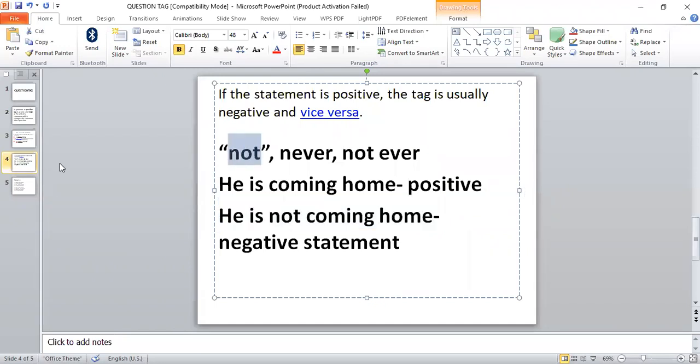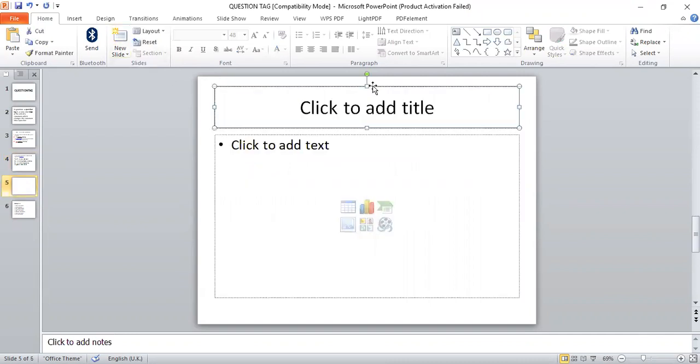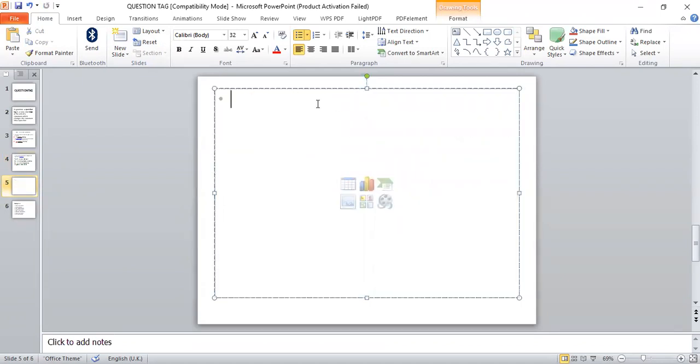Now, having understood what each of these rules mean, let us now form a question tag from some sentences. So now I'm going to start here. I'm going to start with the first sentence I gave to us. It states, he is coming home.